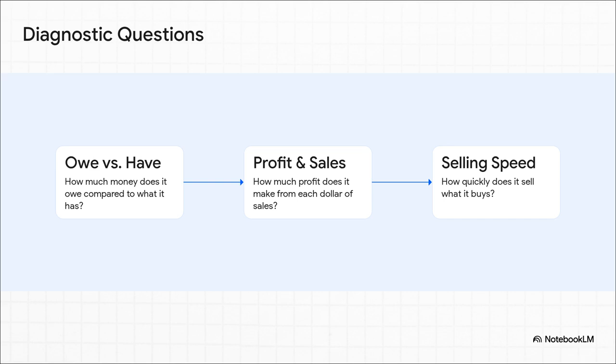Number 1, how much money does it actually owe compared to what it has? Number 2, how much real profit is it squeezing out of every single dollar of sales? And number 3, how quickly does it sell what it buys? By comparing these specific relationships, we finally get to see how the engine is running under the hood.